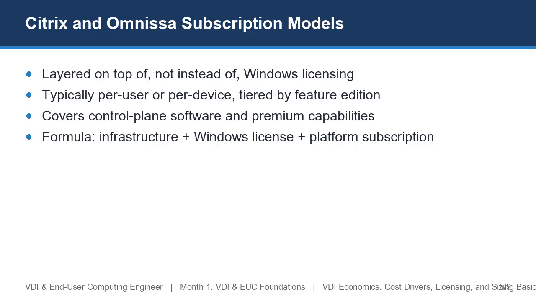Citrix DaaS and Omnissa Horizon both layer their own subscription licensing on top of, not instead of, the Windows per-user licensing and the underlying infrastructure cost. It's typically per user or per device, often tiered across feature additions that unlock things like advanced security or analytics. The formula to remember for any platform: infrastructure cost plus Windows per-user licensing plus platform subscription equals total cost. Skip any one of those 3 and your budget will blow up later.